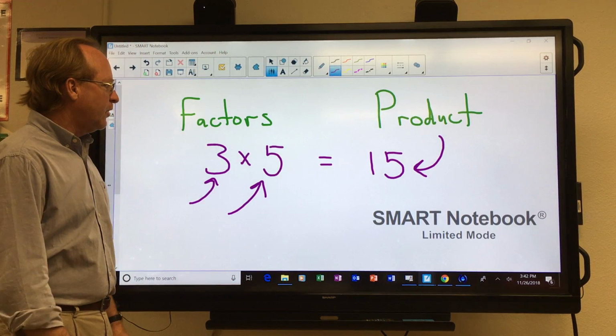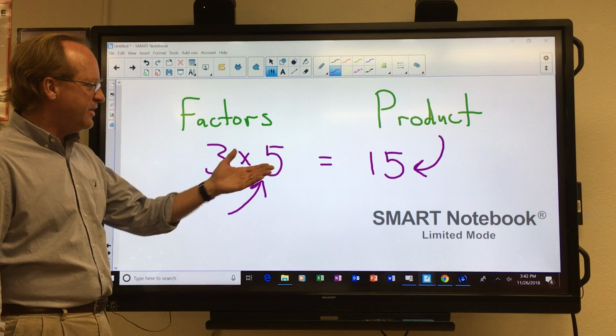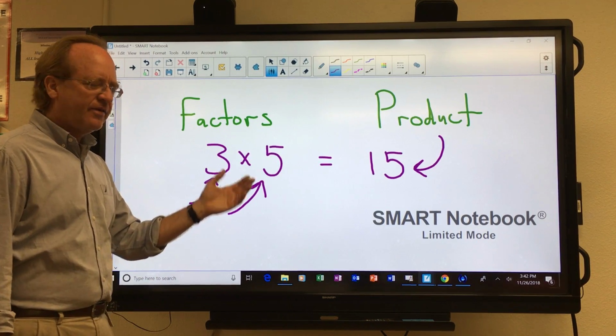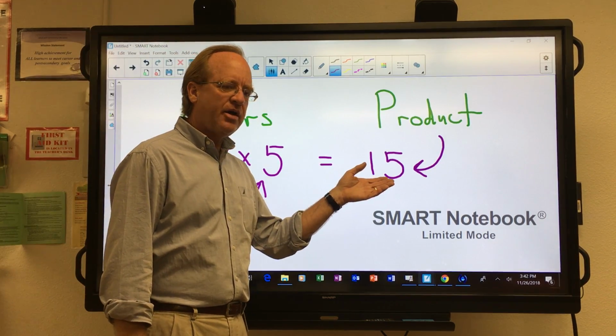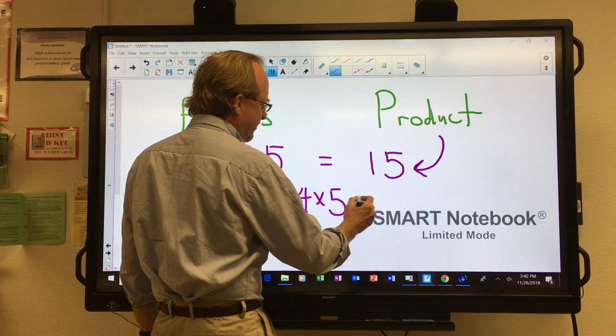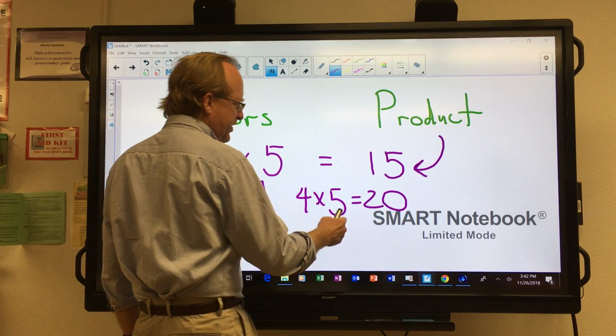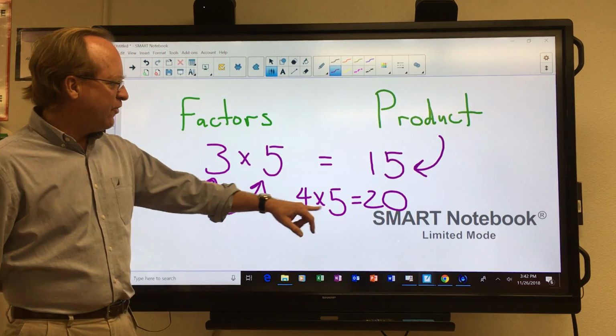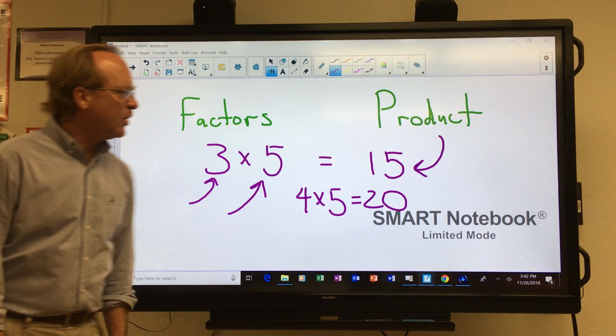Okay? So if you're looking at 3 times 5 equals 15, 3 and 5 are factors, and your product is 15. And that holds for any problem that you would develop. For example, if you have 4 times 5 equals 20, 4 and 5 are your factors, and 20 is your product.